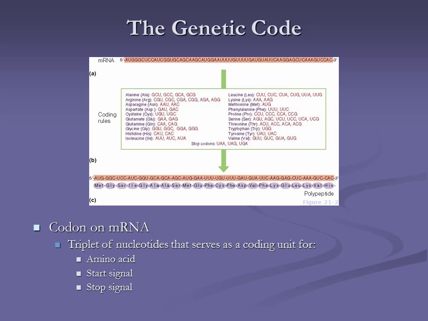AUG is the first codon in all proteins. It is called the start codon. That encodes for the amino acid methionine. Methionine, M-E-T, M, it's the first amino acid in all proteins. Because you can't have a protein unless you start it. You can't start it without AUG, which is the one and only codon for methionine. So methionine has to be first.